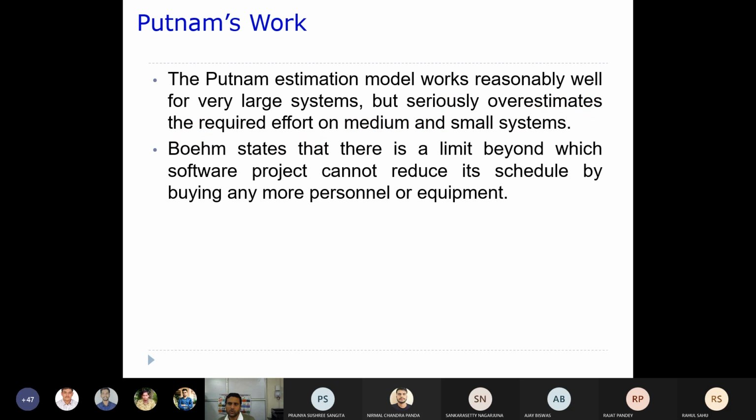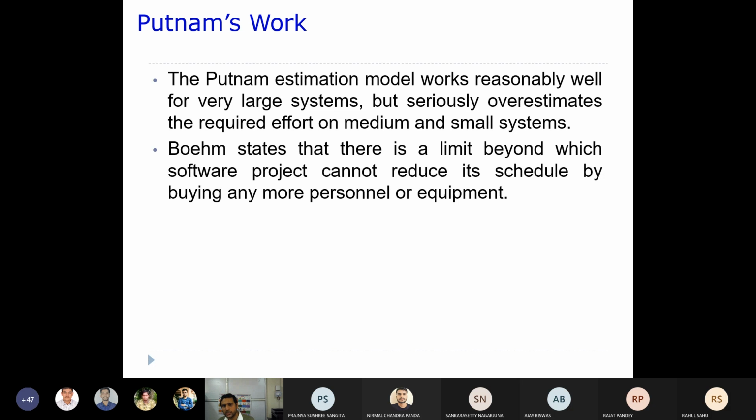The Putnam estimation model works reasonably well for very large systems, but seriously overestimates the required effort on medium and small systems. So this is applicable only to very large software systems, but for small software systems, this is not giving accurate estimations; rather it overestimates.